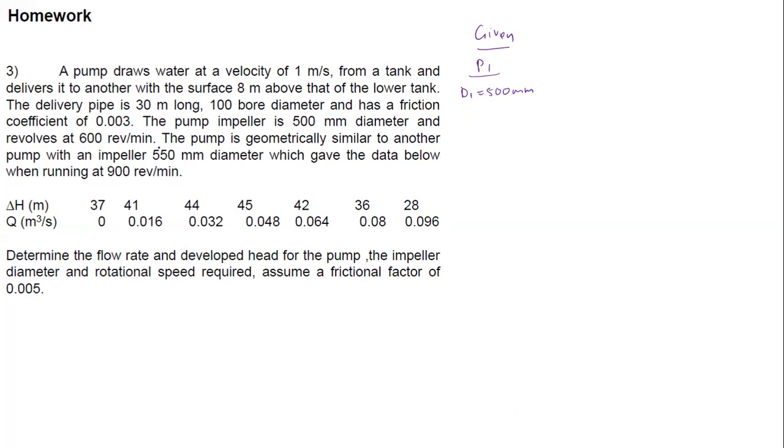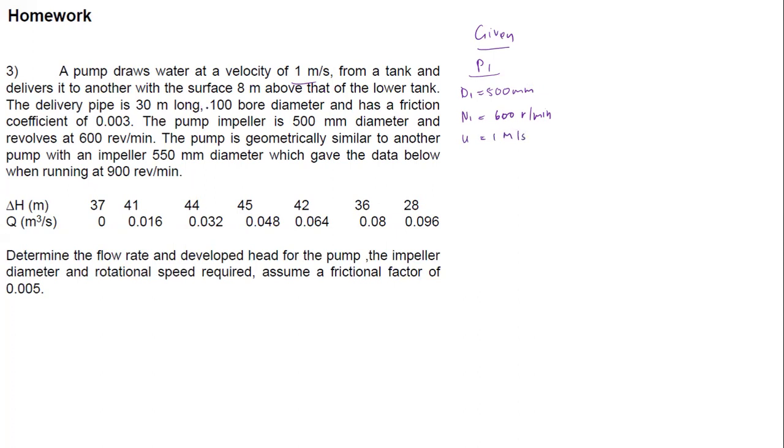The rotational speed is 600 revolutions per minute. So the rotational speed for pump number 1 is going to be 600 revolutions per minute. And then we are also provided with the velocity of pump number 1 to be 1 meter per second. So the velocity of the pump is 1 meter per second.